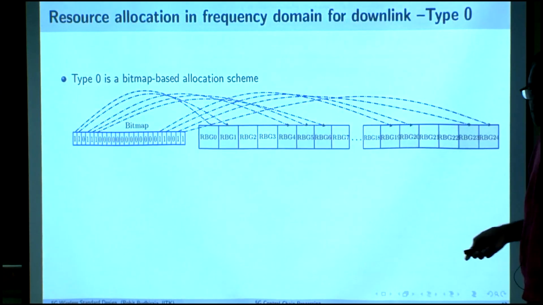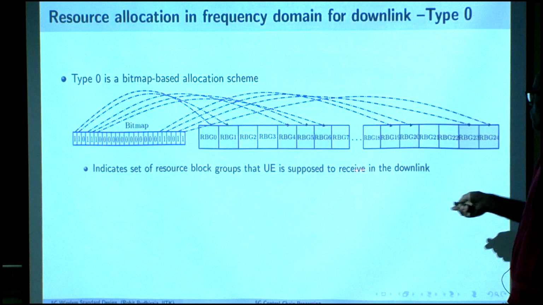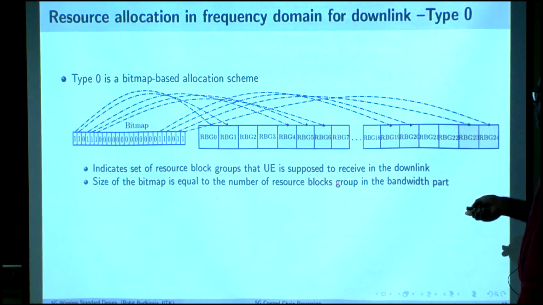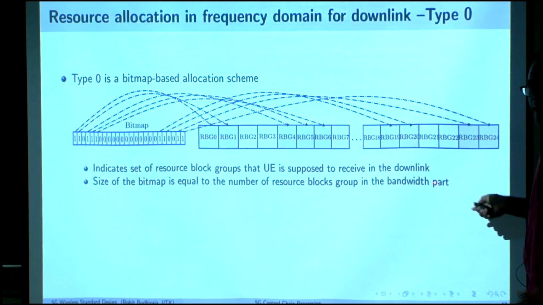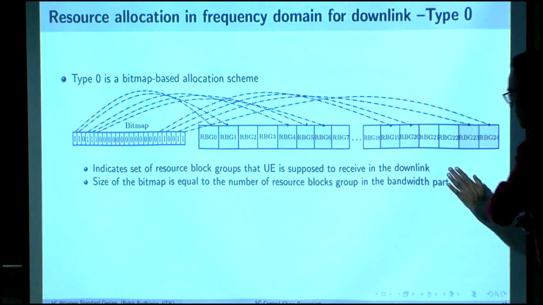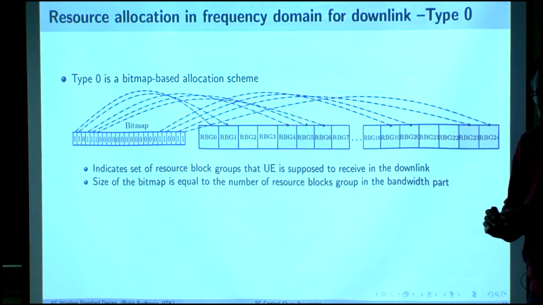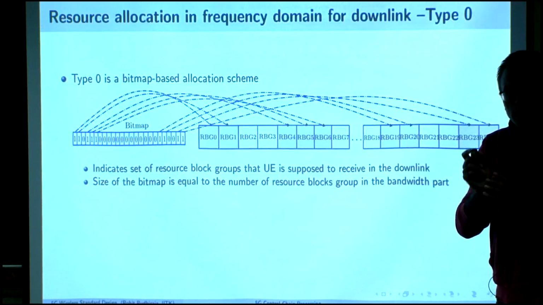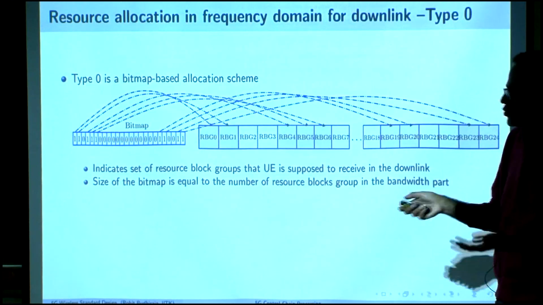So this indicates sets of resource block groups that the user is supposed to receive in the downlink. The size of the bitmap is equal to the number of resource block groups in the bandwidth part. I have not introduced this term; let's stop here. I am saying, how many resource block groups are there in, say, 100 megahertz bandwidth? Let's say, just for example, there are 275 PRBs. I club 5 PRBs together, so 275 by 5 resource block groups will be there.